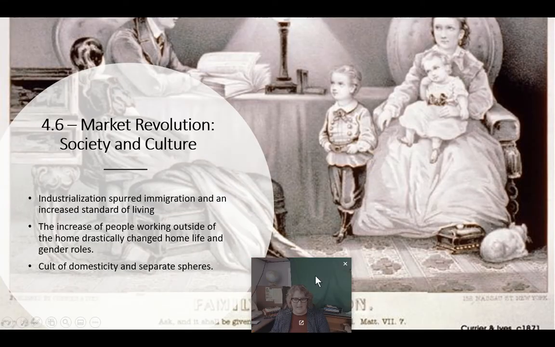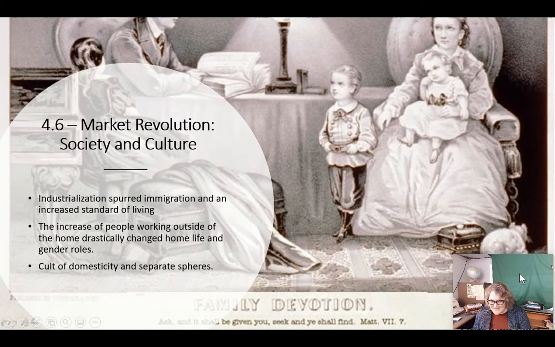Okay, and then the next topic, we're going to stick with this market revolution, but we're going to be looking at how the market revolution changes society and culture. So, industrialization spurred a wave of immigration into the United States because of jobs. So, we'll see some immigration into the US. And we're going to see a generalized increase in the standard of living. So, people are going to have more finished goods, they're going to have a little bit more free time. So, they'll have an increased standard of living.